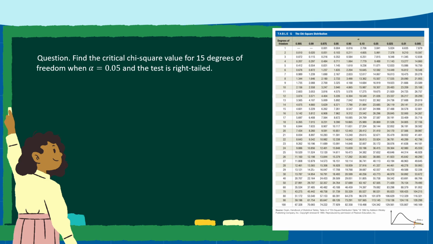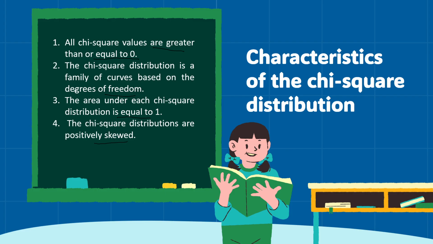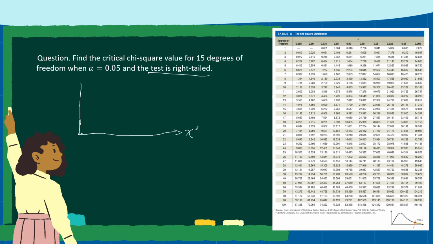So let us have a question. Find the critical chi-square value for 15 degrees of freedom when alpha is 0.05. The test is a right-tailed test. So if we are going to graph this one, since chi-square is always positive, and it is positively skewed, that is positively skewed.